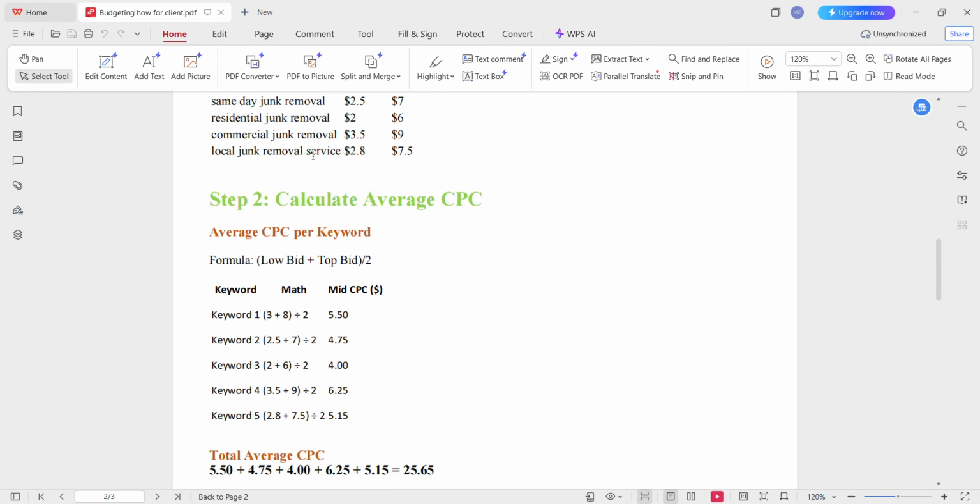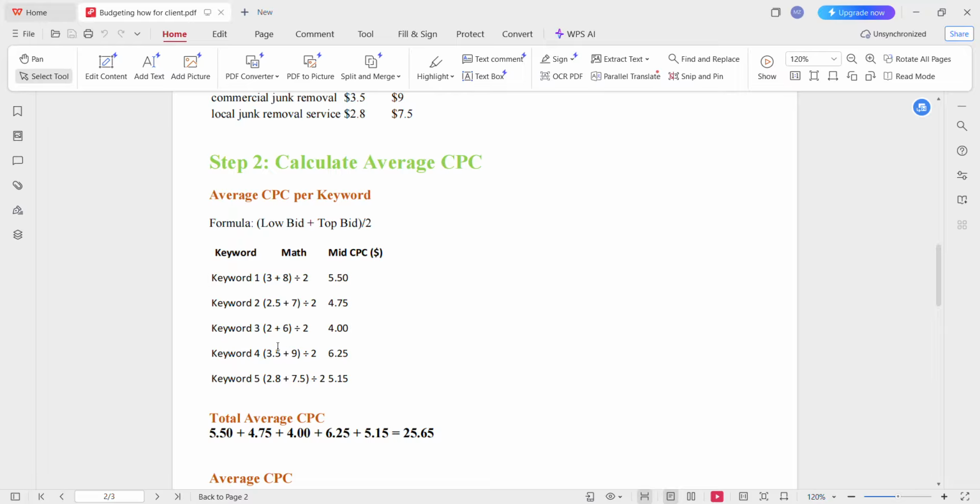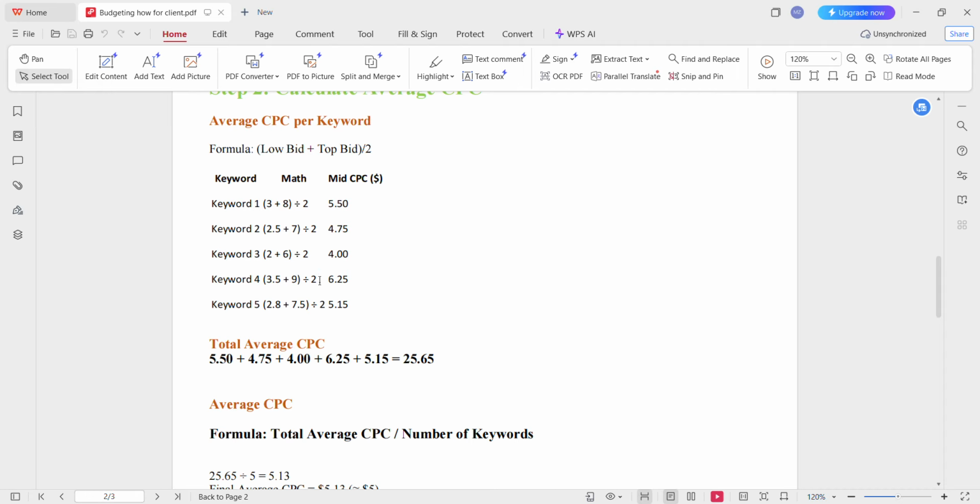Okay. So in here we calculate average CPC per keyword. First keyword: 3 plus 8 divided by 2 is equal to 5.50. Second keyword: 2.5 plus 7 divided by 2 is equal to 4.75. Keyword 3: 2 plus 6 divided by 2 is equal to 4.0, and so on. So first we calculate CPC for every keyword.